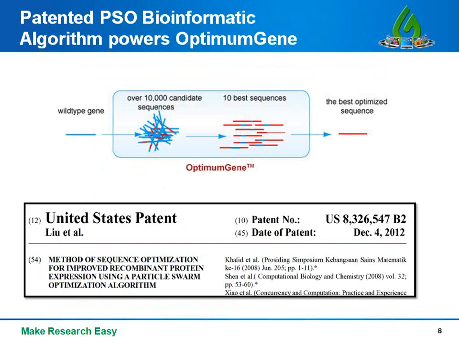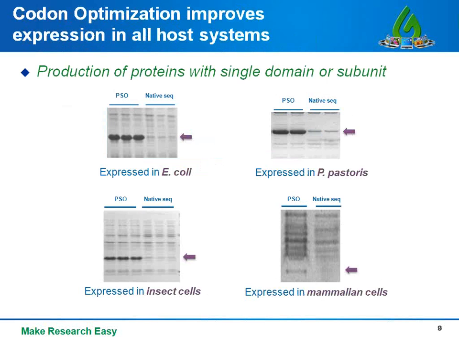Okay, so how do we do this? Well, we actually hold a patent on our method for using a particle swarm optimization algorithm to power our optimum gene technology. We do an in silico evaluation of over 10,000 candidate sequences in each round of analysis, and we use a complex sorting matrix to select the best sequence for each gene optimization task. So we've actually done extensive wet lab validation of our algorithm as well. And we find that codon optimization improves expression in all host systems, including E. coli, yeast, insect baculovirus, and mammalian cells.